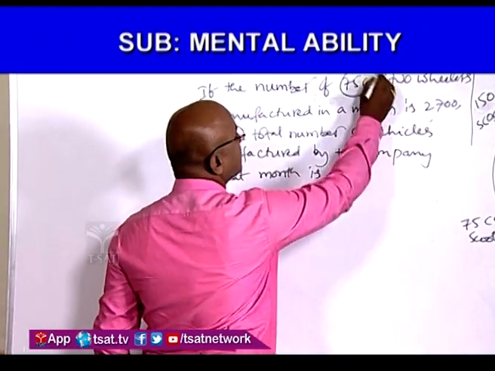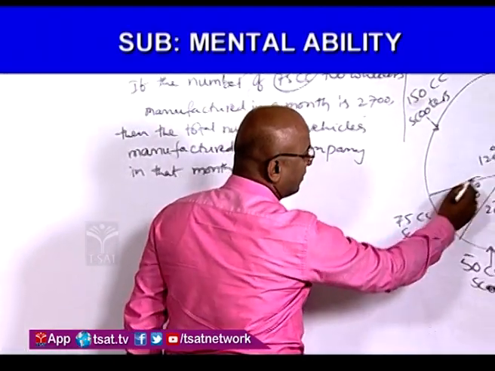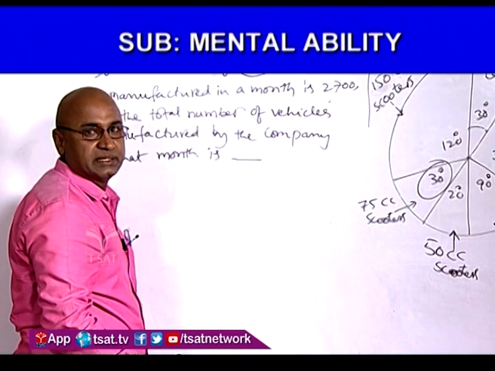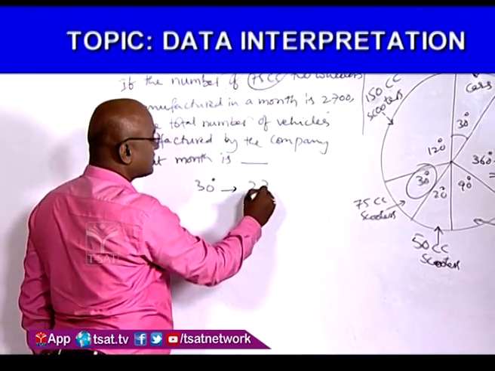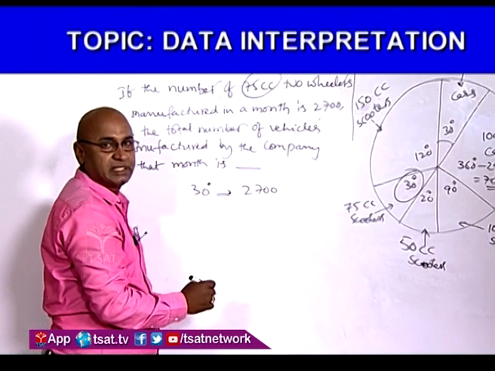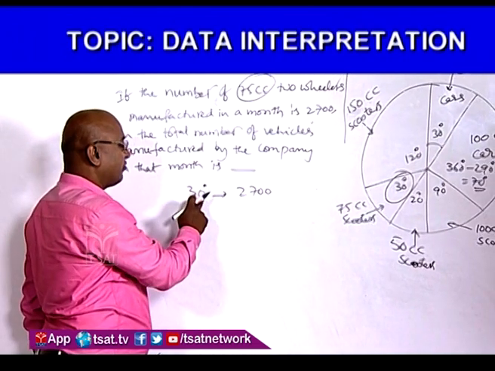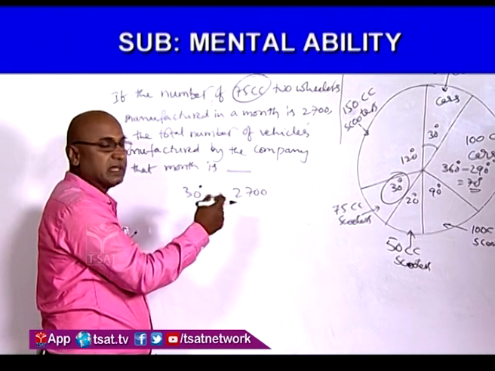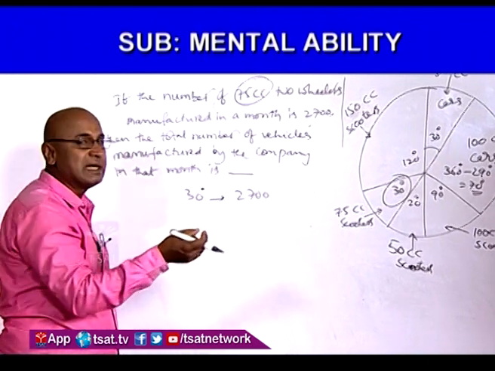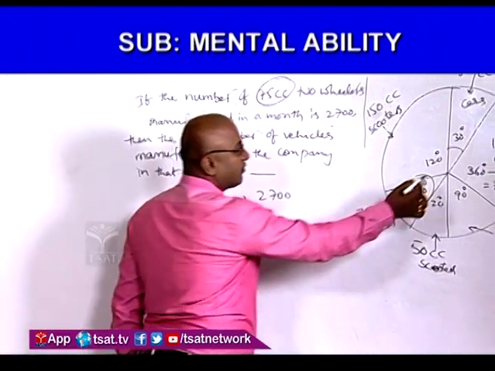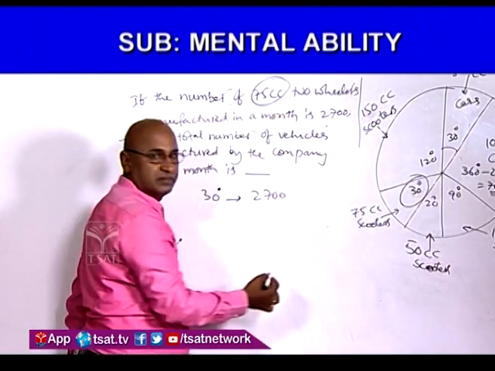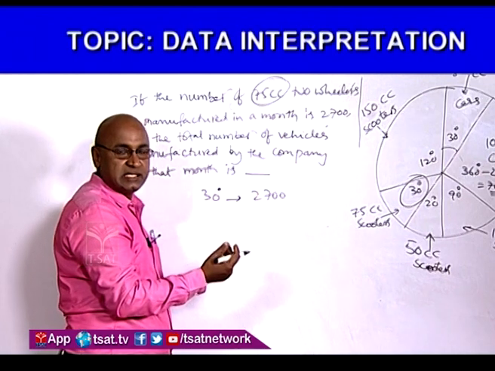So what is the 2700? It is 75cc two-wheelers. So 75cc two-wheelers is 30 degrees. So 30 degrees corresponds to 2700. Got it? Then what is the value of the total? That means what is the total number of vehicles produced in the same month? Total vehicles will be equal to the 360 degrees. Correct? The total angle in the circle is 360.